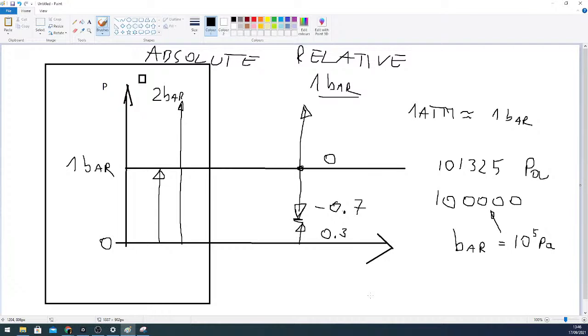So hopefully the difference between absolute and relative scales is understandable. Absolute pressures always start from the absolute zero, and relative pressures start from the atmospheric pressure, relative to atmospheric pressure. I hope that concept is understandable.